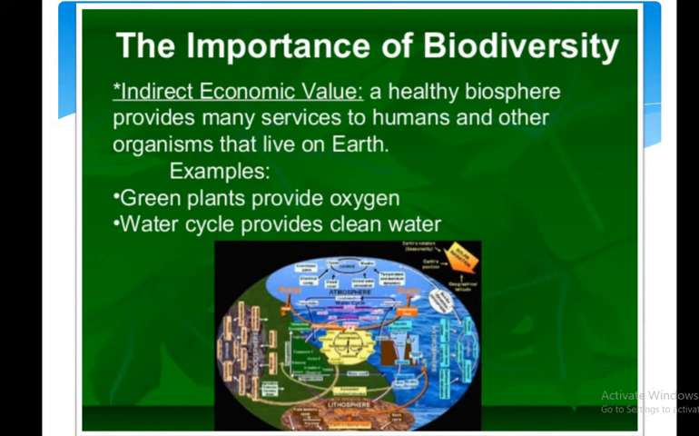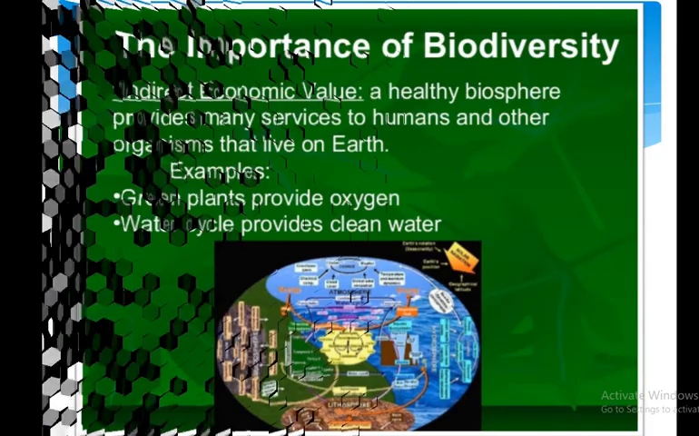It has direct and indirect effects on economic value. Indirectly, you can see the example that we have green plants which provide oxygen, and water cycles which provide clean water.